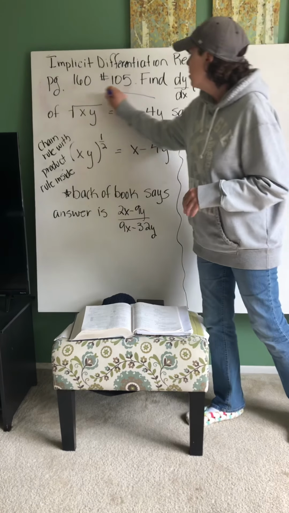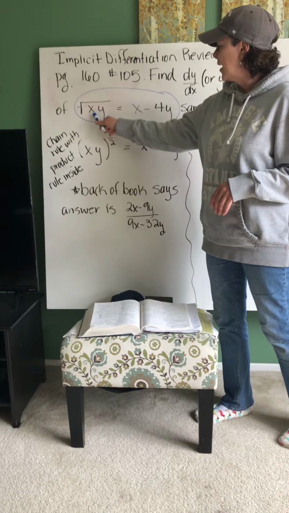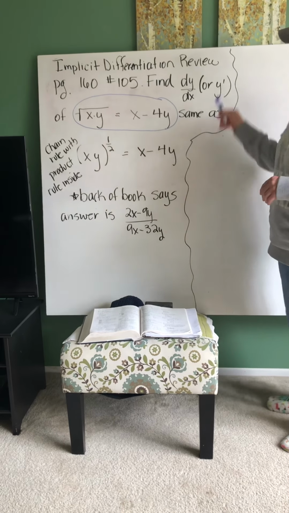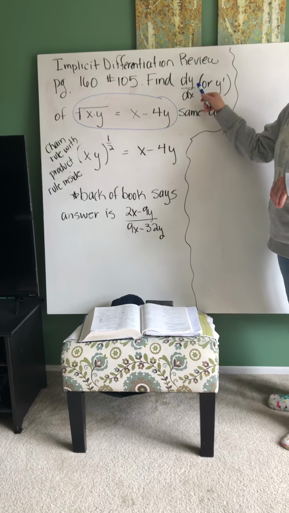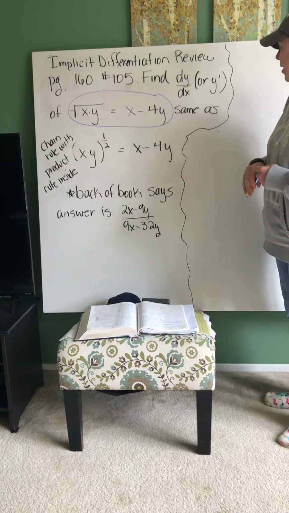This is the equation we've been given, the expression: the square root of x times y equals x minus 4y, and they are asking for the derivative, dy/dx, or y prime. I'm going to use y prime.